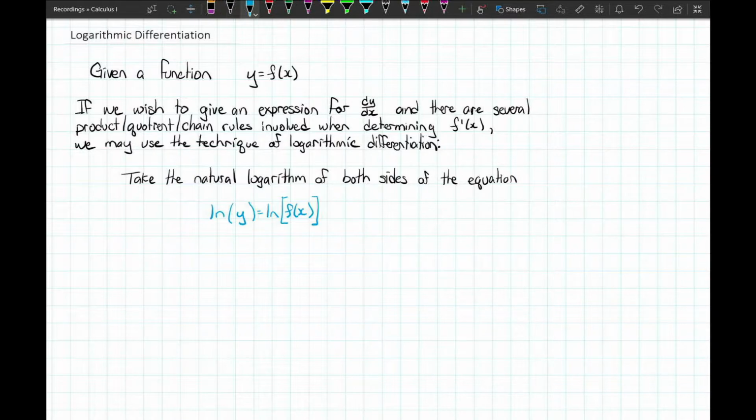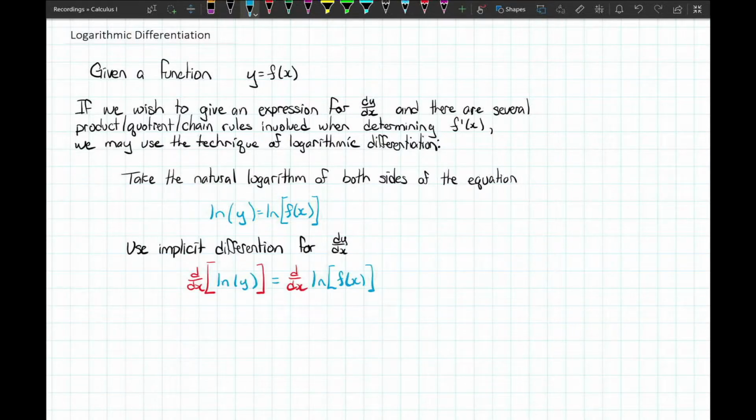Now, we'll apply implicit differentiation to both sides. The first step in implicit differentiation is to apply the differentiation operator, d by dx, to both sides of the equation. We'll have to use some chain rules here. When we take the derivative of the natural logarithm of y, we'll get 1 over y, but we have to multiply by the derivative of y. And we'll have to use the chain rule on the right-hand side as well. The derivative of the logarithm of the function f is going to be 1 over f times f prime.